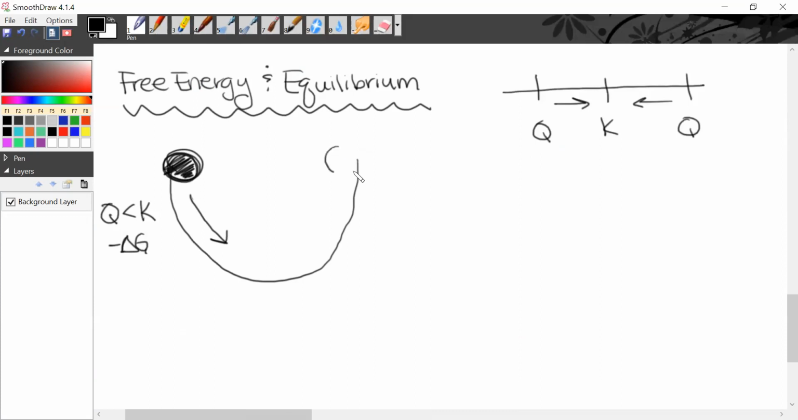What if the ball was starting over here on this side of the mountain? Which way is it spontaneously going to go? That way. This would be like if you had a Q that was greater than K. If the reaction's spontaneous in the reverse direction, what kind of delta G am I going to have?